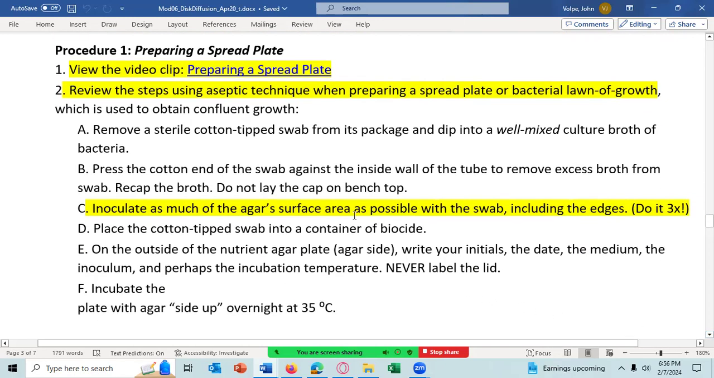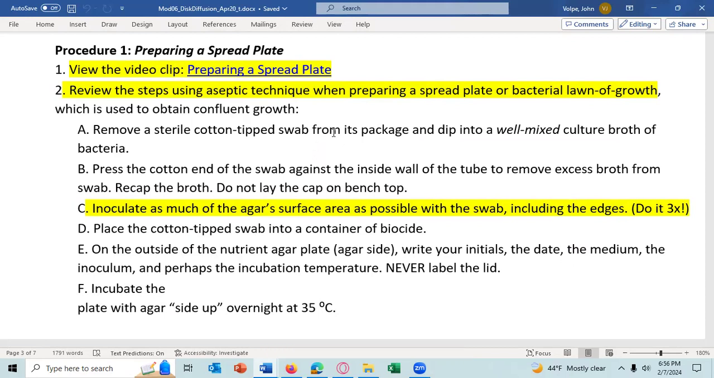And then review the steps for using aseptic technique when preparing a spread plate or a bacterial lawn of growth. Let me go ahead and demonstrate that. Pretend this is a cotton swab. This is my tube containing bacteria, and here is my plate.